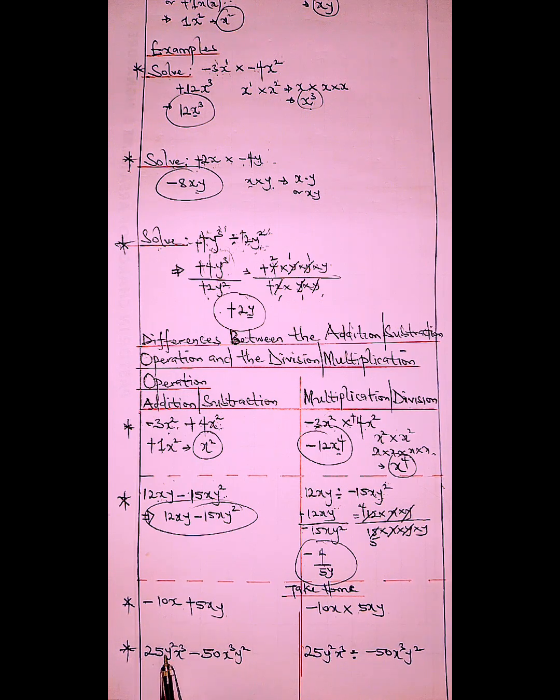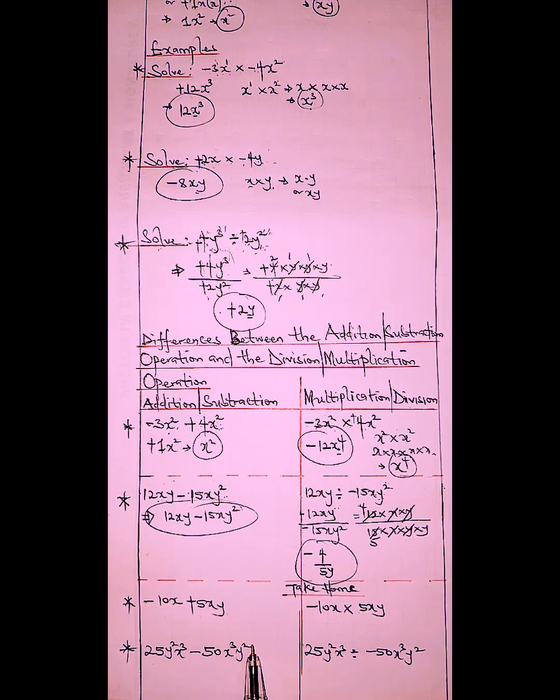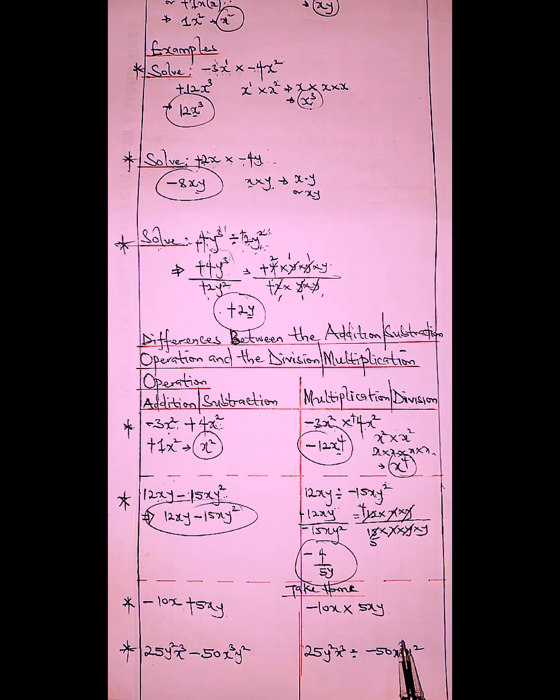For the second set, solve 25y squared x cubed minus 50x cubed y squared. Then the other side, 25y squared x cubed divided by minus 50x cubed y squared. I'll allow you to solve all this for me and leave your answers in the comment section.